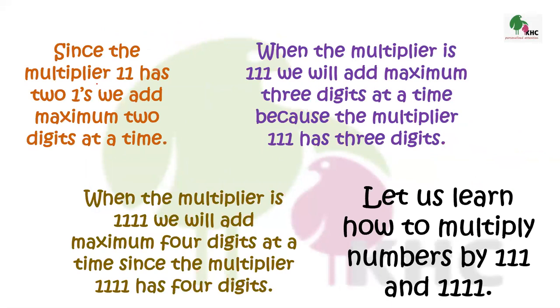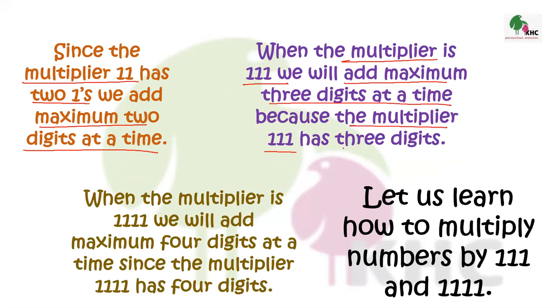Now here's one thing that you need to understand. The multiplier 11 had two ones, so we were adding two digits at a time. Similarly, if the multiplier is 111, we will add maximum 3 digits at a time because multiplier 111 has got 3 digits. Similarly, if your multiplier is 1111, here there are 4 ones, due to which we will add 4 digits at once in between, and that is how we are going to solve. We'll see the examples one by one.